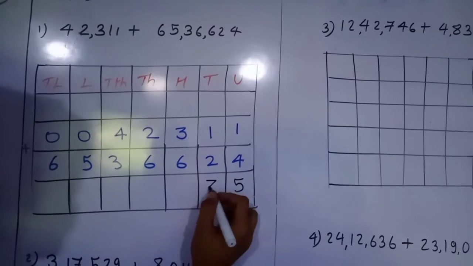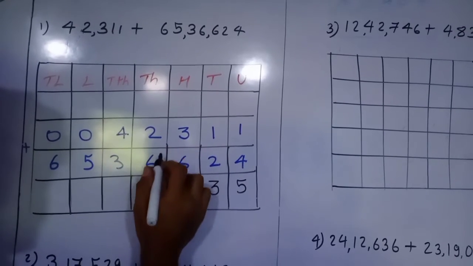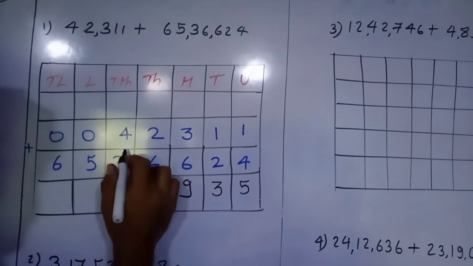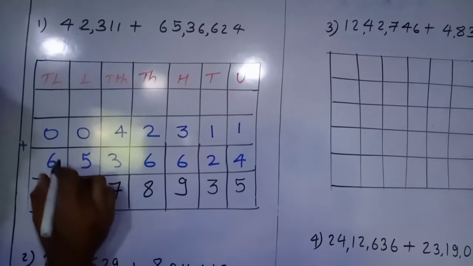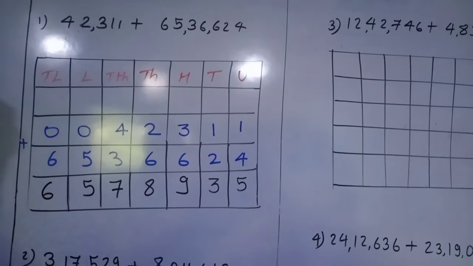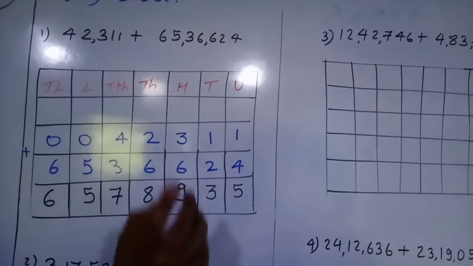1 plus 2, 3. 3 plus 6, 9. 2 plus 6, 8. 4 plus 3, 7. 0 plus 5, 5. 0 plus 6, 6. Now you have the question in your mind, why should I leave these lines?